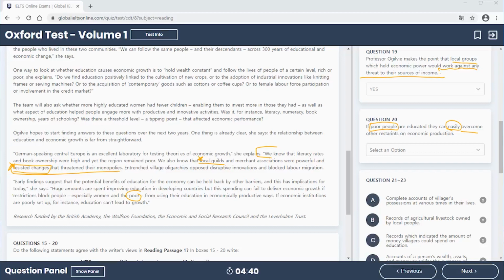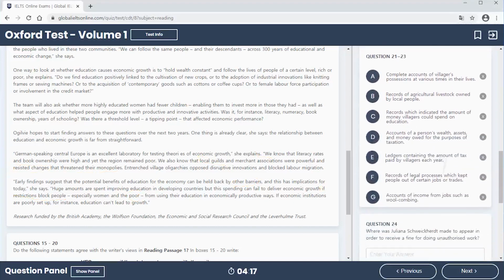If economic institutions are poorly set up, education can't lead to growth. So she's saying basically, even if people are educated, there are other barriers, there are other problems, there are other restrictions which stop people from benefiting from their education even if they are educated. Okay, so this one, question 20, is going to be no.